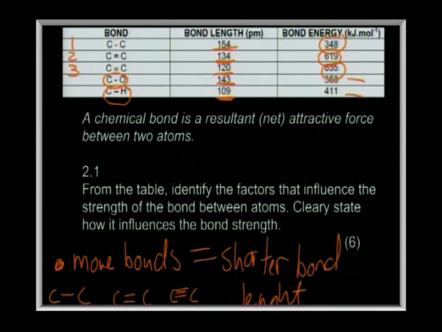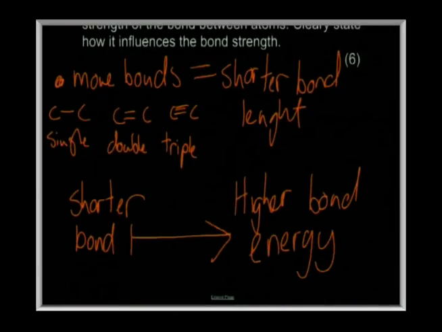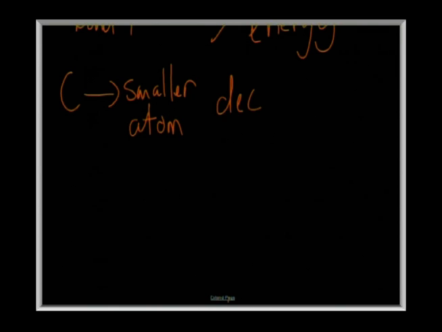Now, it's clear to me that the carbon bonded to the hydrogen has a shorter bond length and a higher bond energy, right? But now I need to think of a possible reason why. And the reason why is the fact that hydrogen is a lot smaller than oxygen. So let's put that down there. Carbon bonded to a smaller atom decreases the bond length and increases the bond energy.